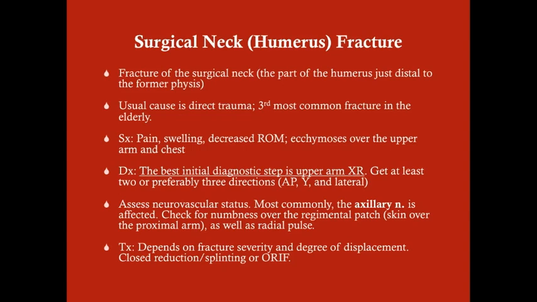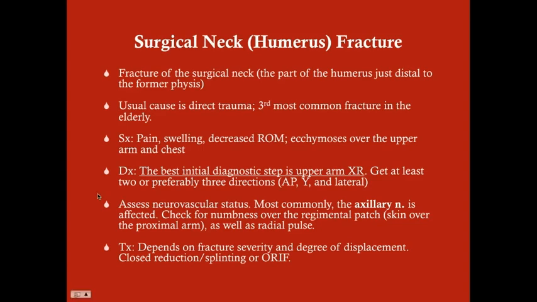Now the symptoms here are going to be pain, swelling, and decreased range of motion, and that's just typical for most fractures. But what you will see here that you don't see in a lot of fractures are ecchymoses of the upper arm and chest. That's not necessarily something you see in everybody, but because the vasculature over the head of the humerus is so prolific and rich, if you damage that vasculature, and a lot of times you do, you can get bleeding into the skin, which would then be ecchymosis.